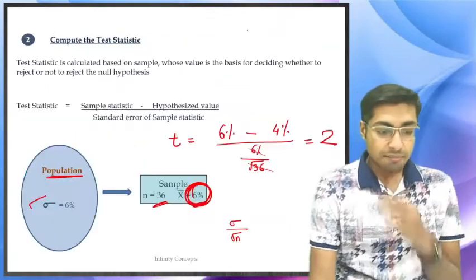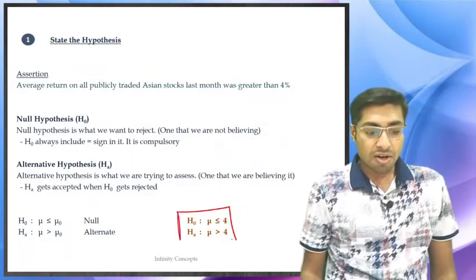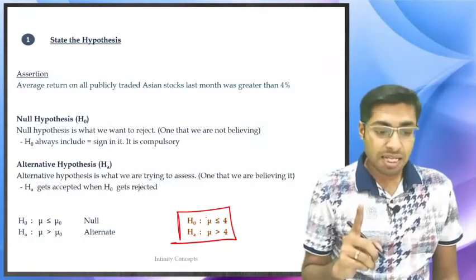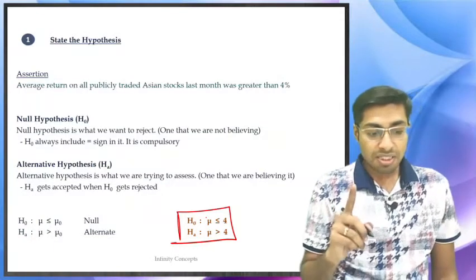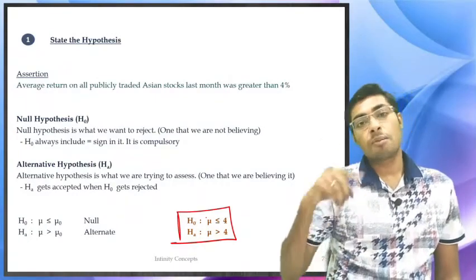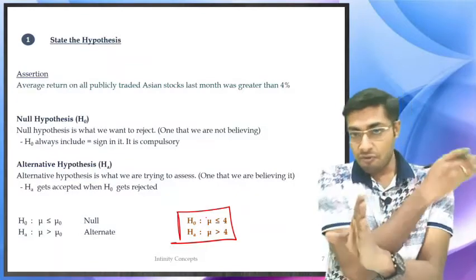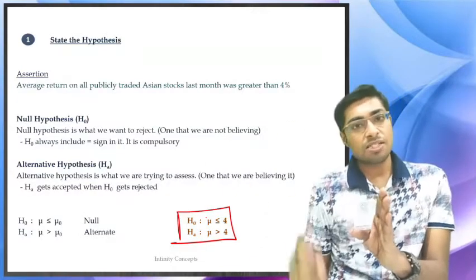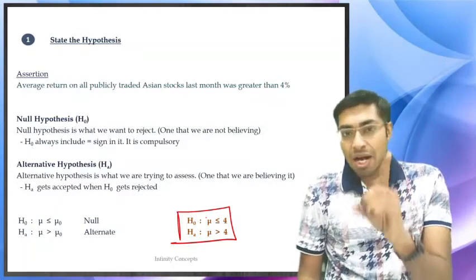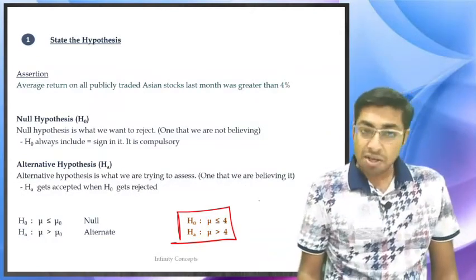What are we having over here? We are having mu less than or equal to 4%. The null hypothesis is something which is less than 4%, and the alternative hypothesis is more than 4%. So over here there are only two parts. Less than 4% is null, more than 4% is alternative. So it means we will be doing a one-tailed test.